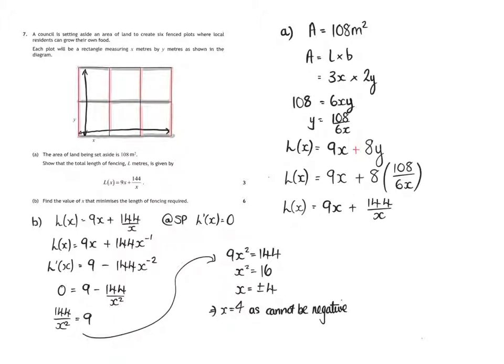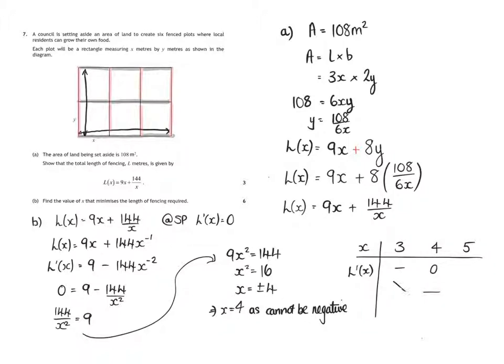Okay, so now that we have our value, we need to check using our nature table. So we have our value of x, and then we've got our value of L dash of x. So we've got 4, where we know we have 0 in there, so we know it is flat. So if we try 5, and we'll try 3. So if we put this into our L dash of x, we're going to have 9 minus 144 over 9. So that is going to be 9 take away 16, so that's negative.